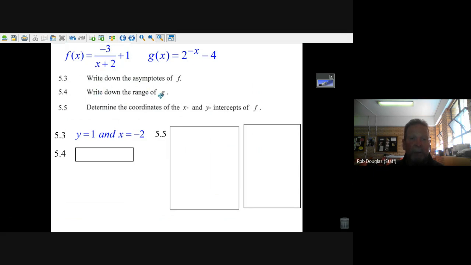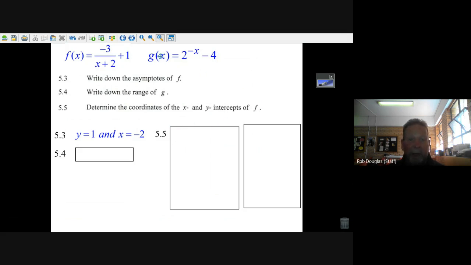Okay, write down the range of g. Well, if you know that this is an exponential equation, the asymptote of this exponential equation is y equals minus 4. And that's kind of like an airport. If you draw y equals minus 4 as a dotted line, the graph will start from that dotted line. Let's say the line was right here. It'll start along here, and then it'll bend up.